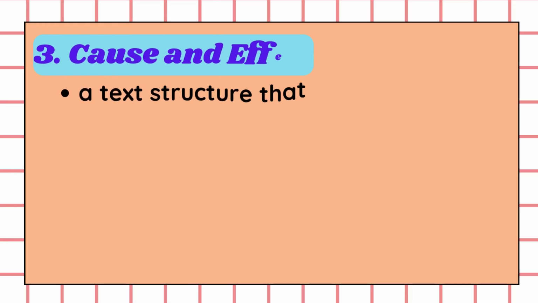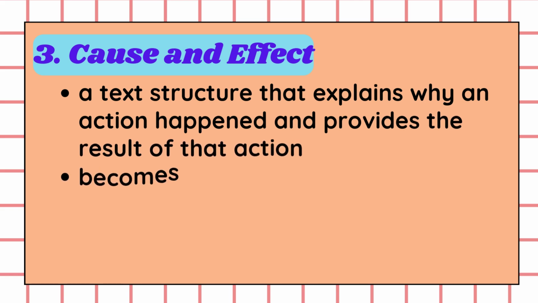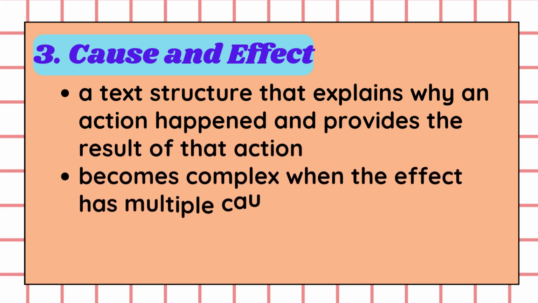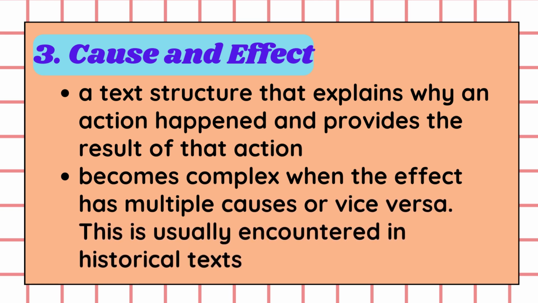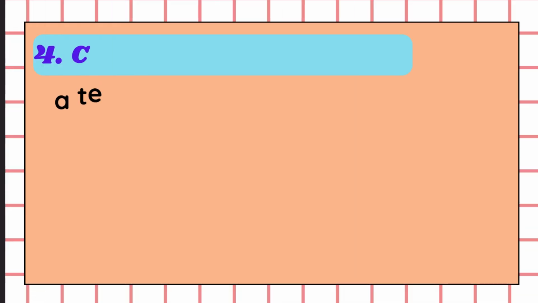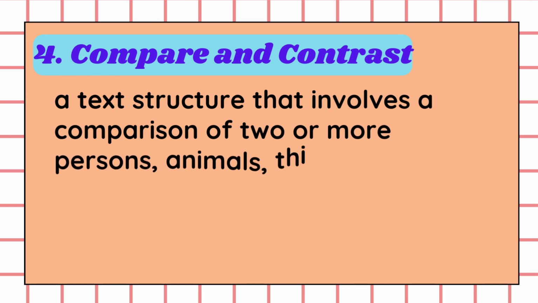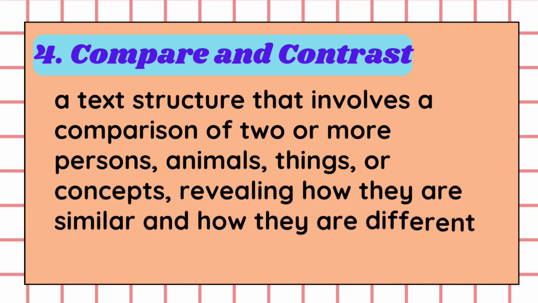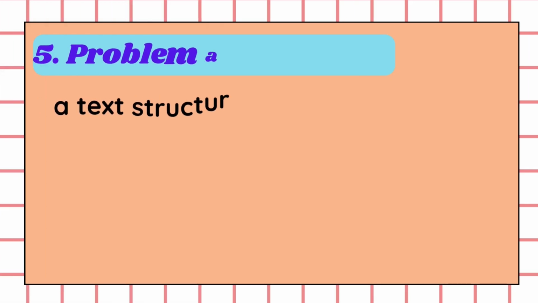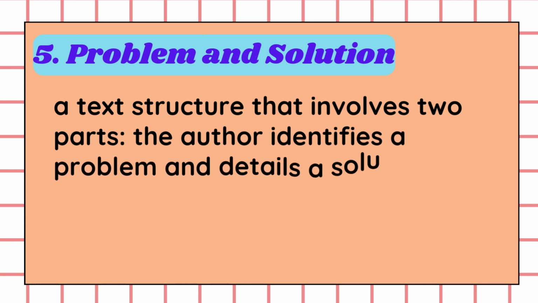3. Cause and effect is a text structure that explains why an action happened and provides the result of that action. This structure becomes complex when the effect has multiple causes or vice versa. This is usually encountered in historical texts. 4. Compare and contrast is a text structure that involves a comparison of 2 or more persons, animals, things, or concepts, revealing how they are similar and how they are different. Historical texts. 5. Problem and solution is a text structure that involves 2 parts. The author identifies a problem and details a solution.